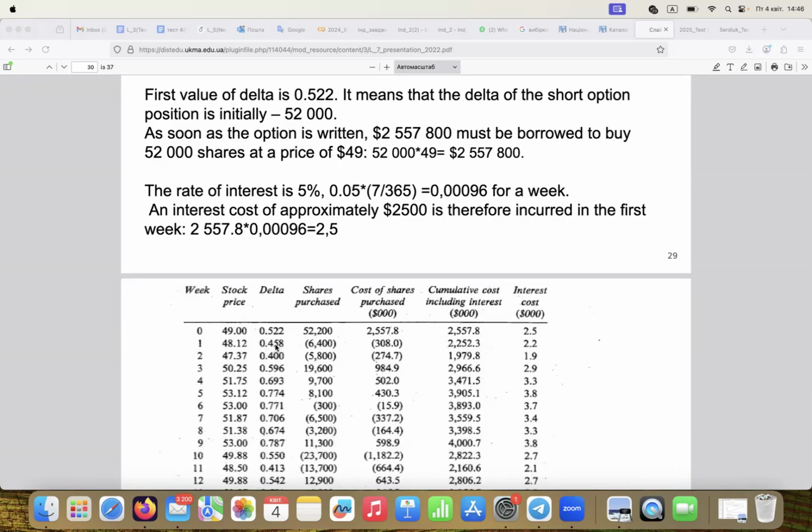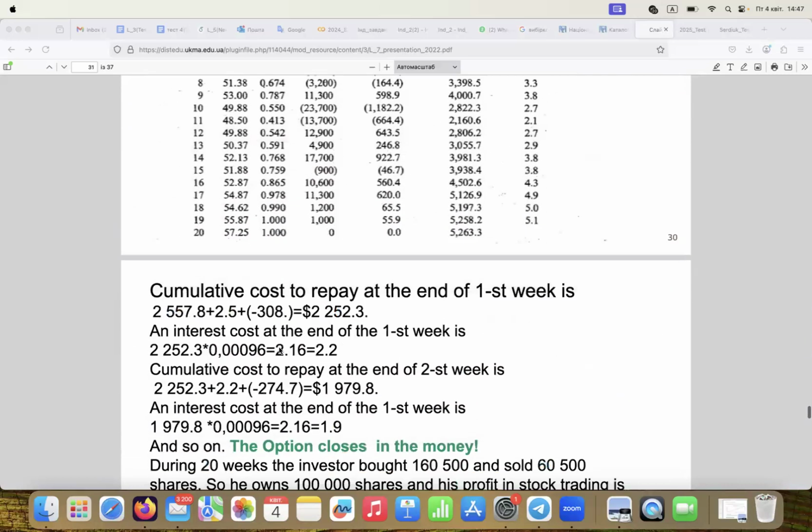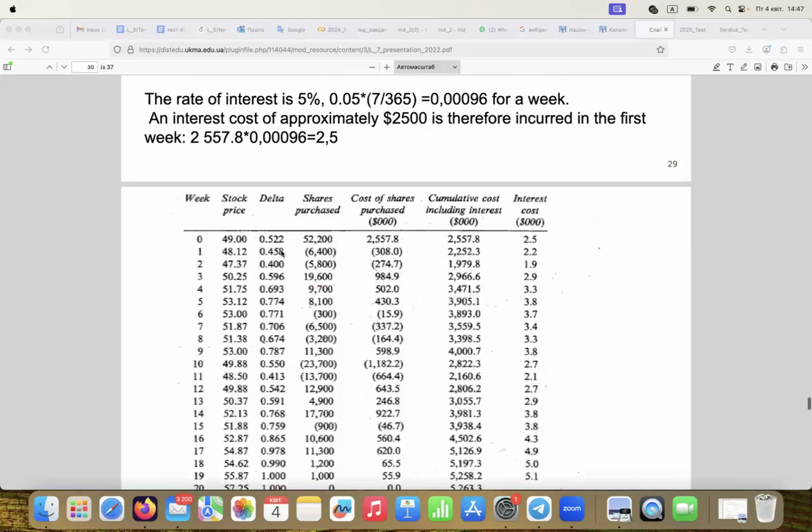Again, we compute delta, and it will be another value, because the stock price changed and the time to maturity changed. Time to maturity for this one will be 20 weeks, but for this one it is 19 weeks. Okay, after that, the second step, we need to find the difference between this and this. And you see that it is a negative value.